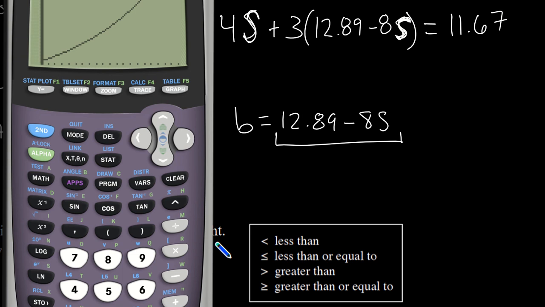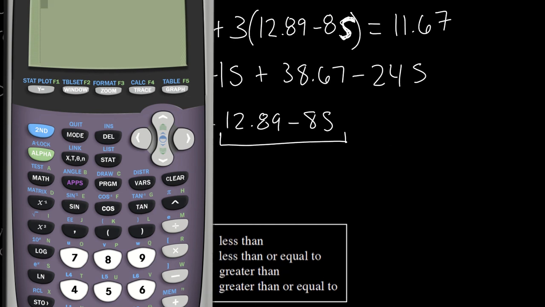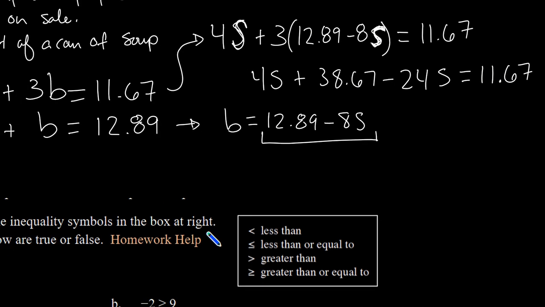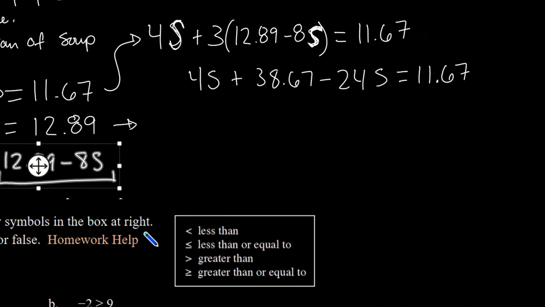First of all, 3 times $12.89 is 38.67. So I've got 4s plus 38.67 minus 3 times 8, which is, 3 times negative 8 is negative 24s. And then that is equal to $11.67. I've run out of room, so, oh, the beauty of these digital notebooks, I'll put that below and keep solving here.